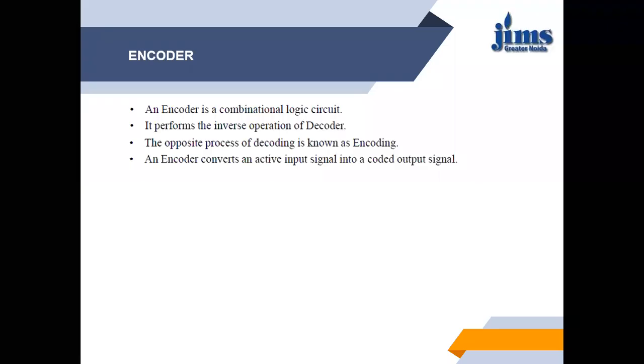So in the case of the decoder, we have a coded input, and at one time only one output is active. Active may be 0, active may be 1. For positive logic, 1 is considered active high, and for negative logic we consider 0 as the active input.